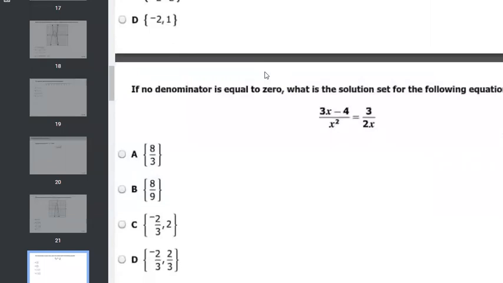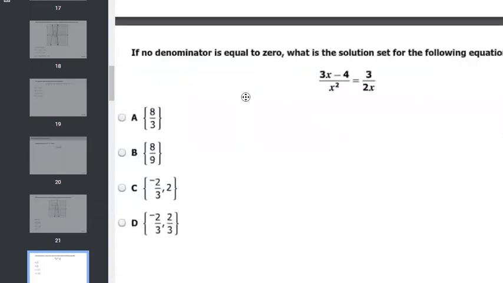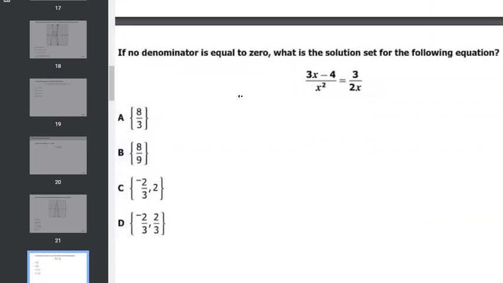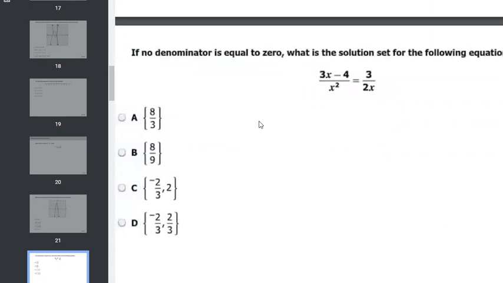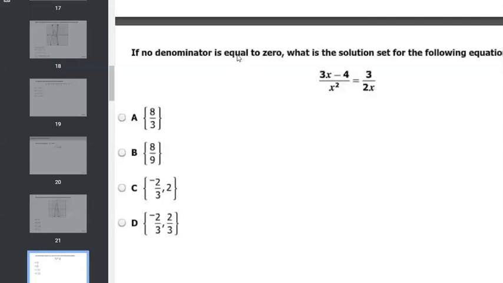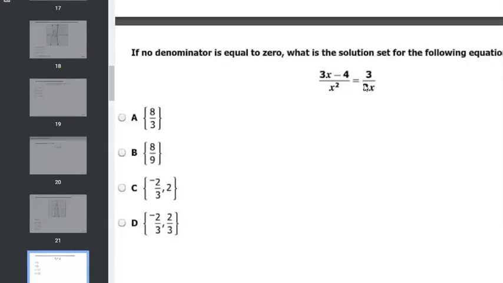Okay, last question. If no denominator is equal to 0, what is the solution set? So I've got the first fraction on the left side. For number 19, I've got 3x minus 4. That's going to be the numerator. My denominator is x squared. On the right side, I have 3/2x.